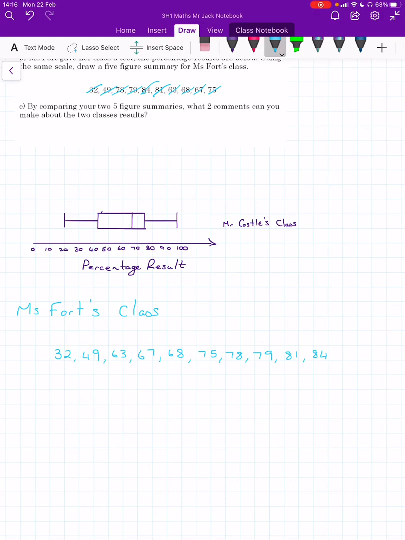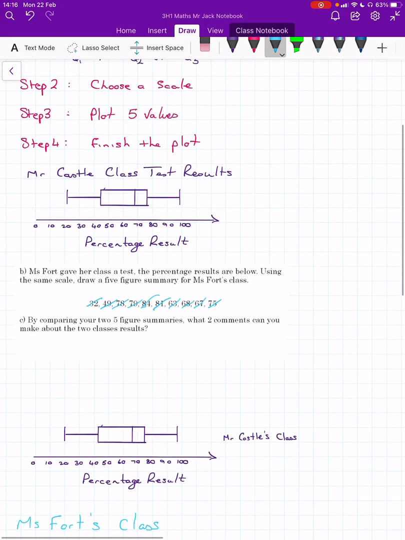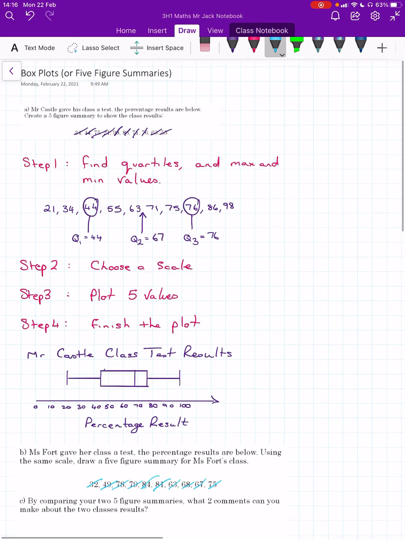Hello, third year. This is part B, part two, if you like, of the series of videos looking at box plots. So, in this video, we're going to look at comparing box plots. We are going to draw a new one, but we're also going to compare our two box plots together. Just to recap, this is the work that we did in the last video.